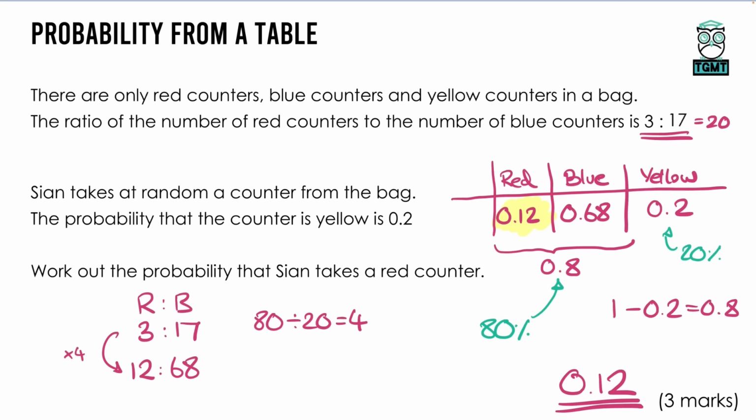Better than converting it to a percentage and potentially making a mistake, just write down the number that's given to you in the question. So we're using decimals, we'll keep it as decimals, 0.12 is our answer.